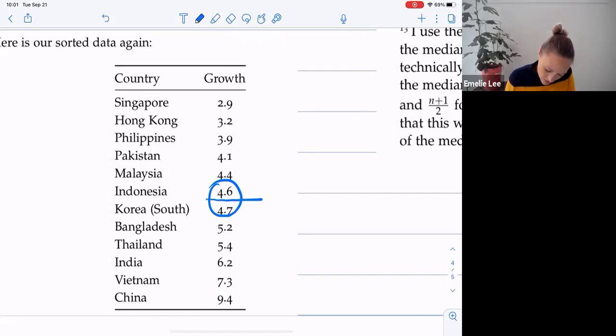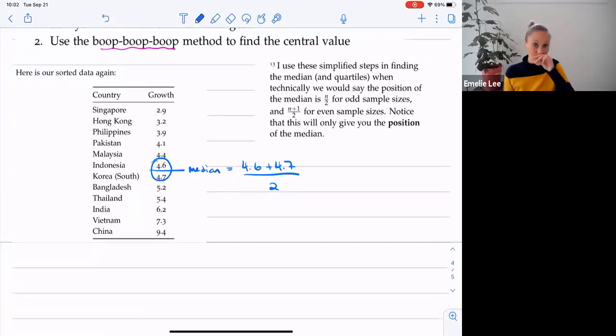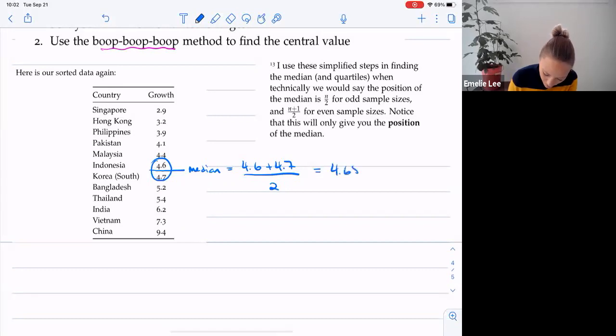So here, what we do is we show that this is the median by drawing a circle around both of them. And then the median is going to be 4.6 plus 4.7 divided by 2. Confusingly, right, we use the average as the median. That's confusing, right? Just don't think too much about it. 4.65, because they're kind of evenly spaced. Okay, good.